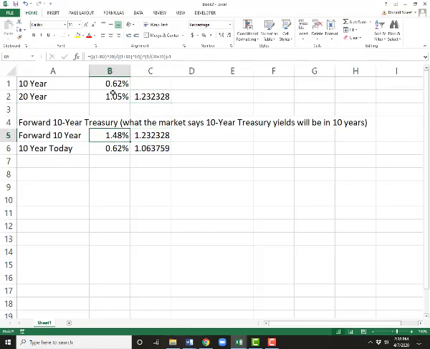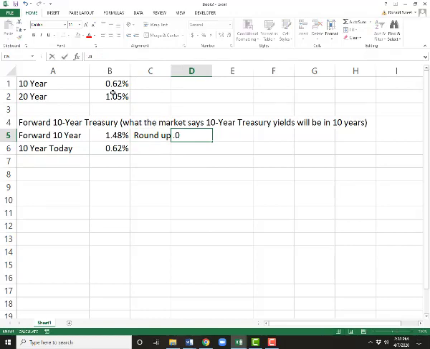So the bond market is telling us they believe the 10-year Treasury will be at 1.48% in 10 years from now. Still a very, very low number, but at least it's higher than what we got by just using the 10-year. Definitely would be lower than what you'll get if you normalize the 10-year Treasury. So my forward is going to be about 1.5%. I might round it up to 1.5%. So I'm going to say that my 10-year Treasury, my risk-free rate is 1.5%.